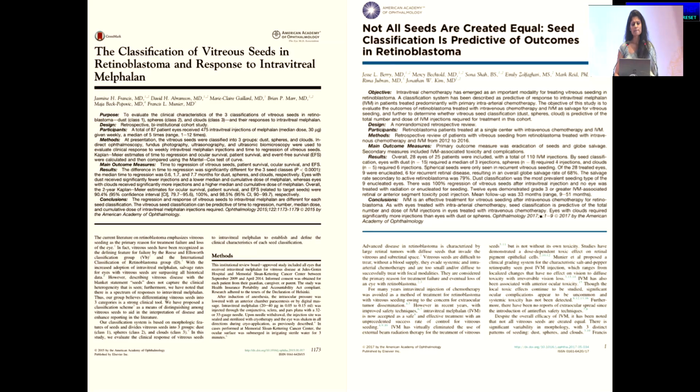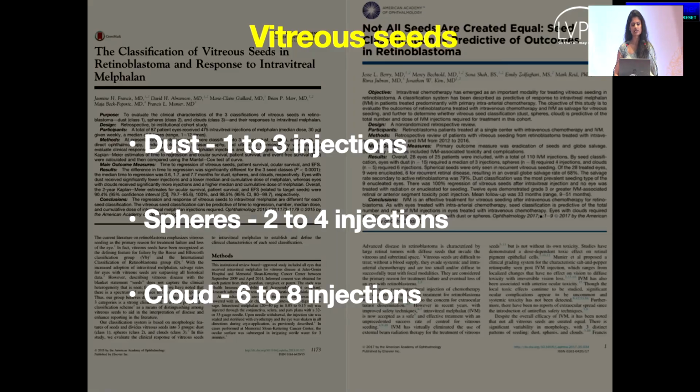But do we follow the same rule for every patient? Do we inject the same way? It's not so, because not all seeds are created equal. In general, Seema has already shown the 3 different types of vitreous seeds that we have. For type 1, we need about 1 to 3 injections. For spears, we need about 2 to 4 injections, and for cloud, we need about 6 to 8 injections, which are usually given once in 3 weeks.